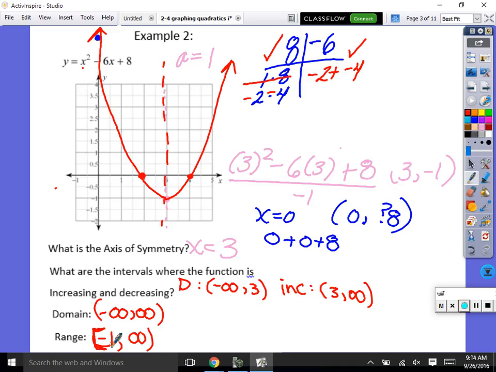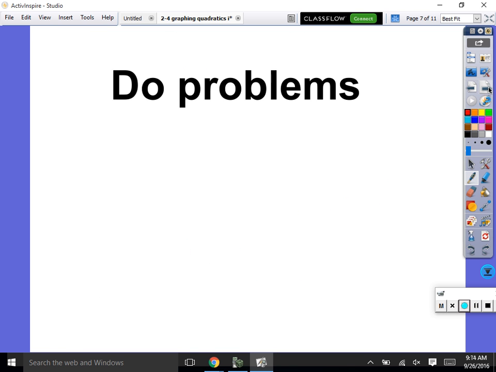Okay. So what I want you to do is do problems on your sheet. So go to your sheet, and you're going to do 1, 2, 3, and 4 on the front.